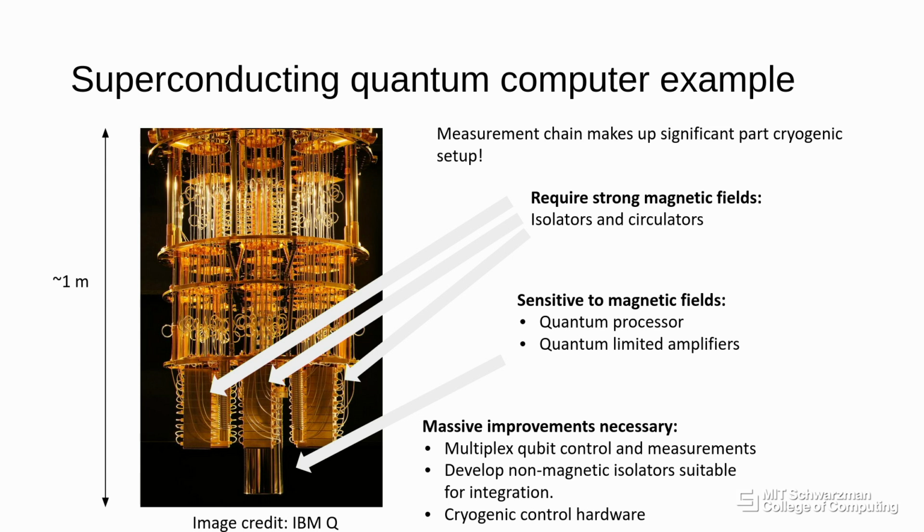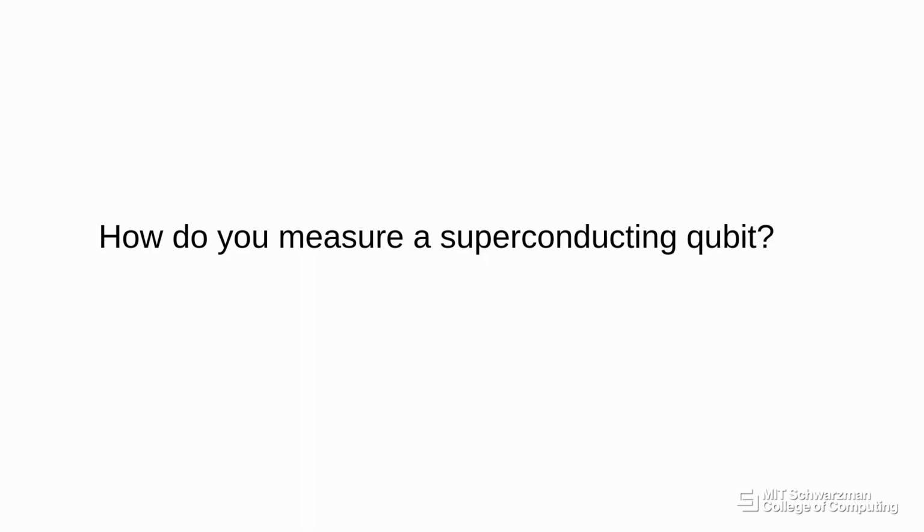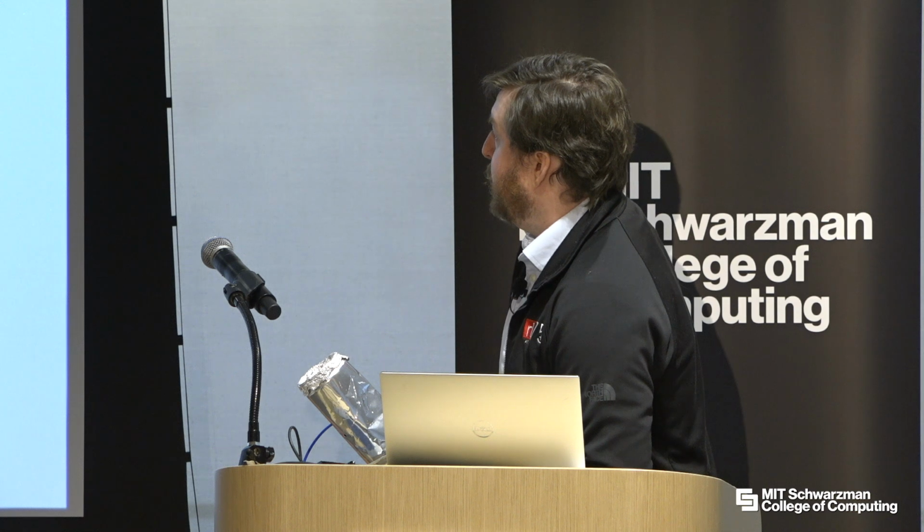We also need massive infrastructure improvements to multiplex qubit control and measurement, develop non-magnetic isolators and circulators, and cryogenic control hardware, as Ike was talking about: instead of having wires going up and down these fridges, placing the control hardware at one of these lower stages. So I'm going to talk about the measurement problem and some of the ways in which you can develop amplifiers to multiplex these measurements to reduce the burden of the measurement chain.